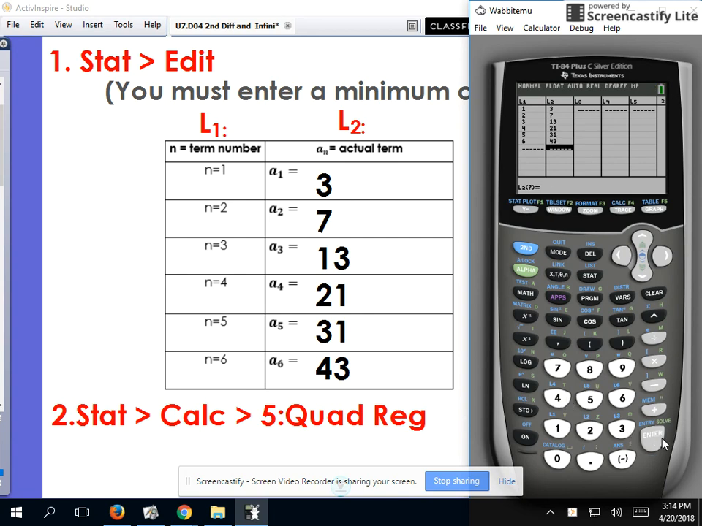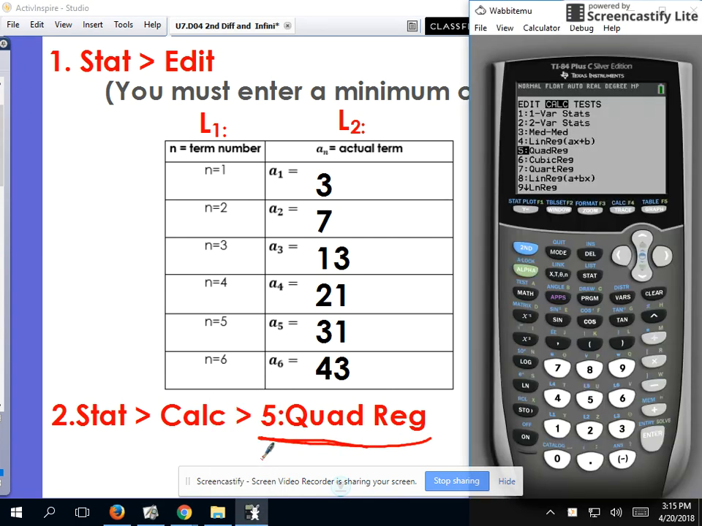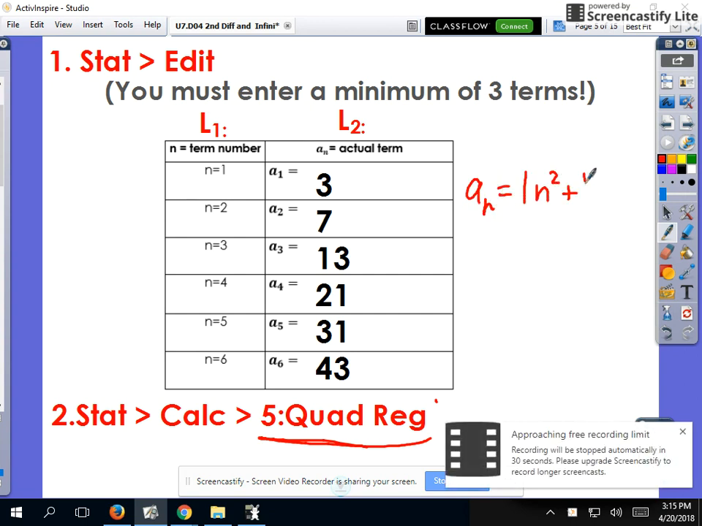So if that is our sequence, and we already did this, but if we were going backwards to try to figure out what it is, stat, calculate, we're going to go to the quadratic regression like it says here. With our quadratic regression, we press enter. We can go down to the word calculate and press enter, and we get 1, 1, 1. And that means that we write a sub n equals 1 n squared plus 1 n plus 1. Easy peasy.